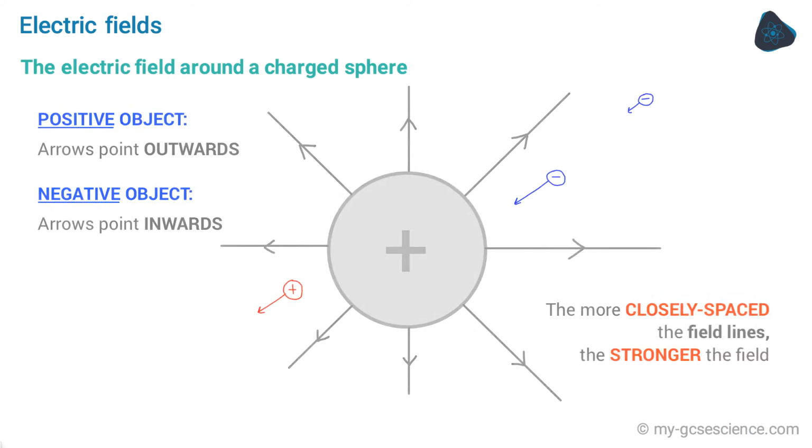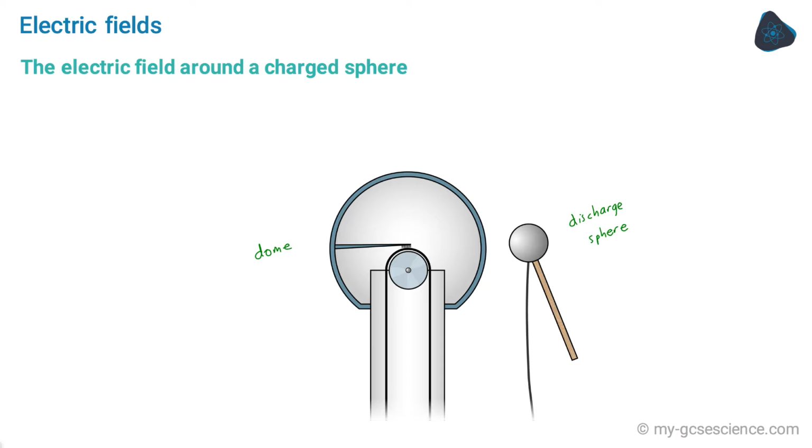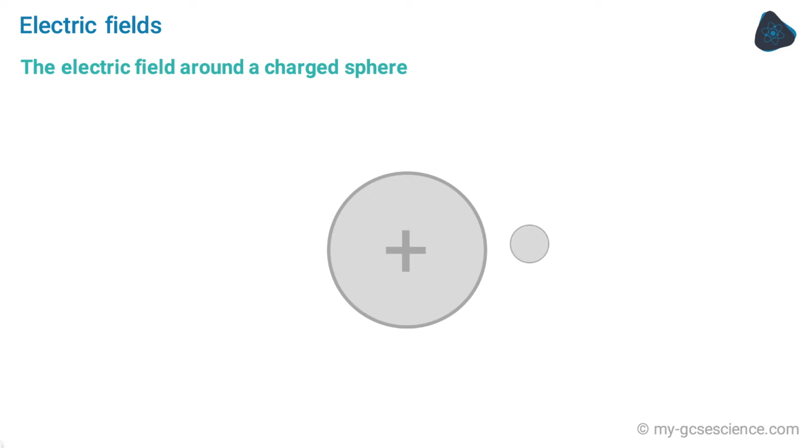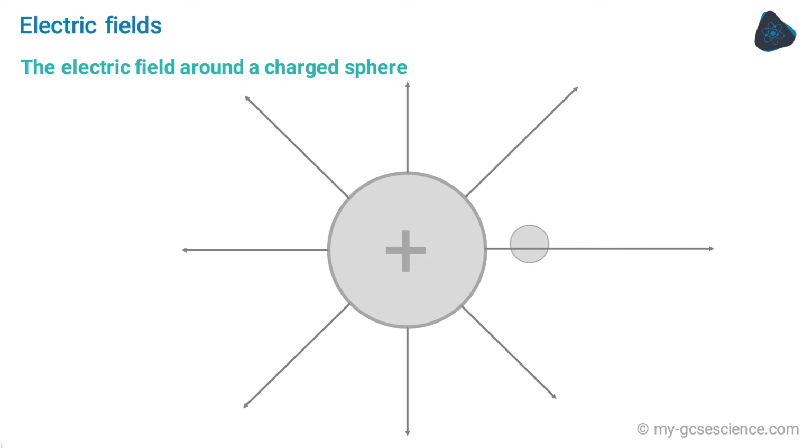The final thing we should talk about for now is how electric fields help explain how the Van de Graaff generator from our previous video produces sparks. When the dome of the Van de Graaff is positively charged, the electric field lines will point away from it. What this means is that the negative electrons in the discharge sphere will experience a force opposite to the field direction and towards the Van de Graaff dome. If the charges build up to a certain level, there will be a spark between the dome and discharge sphere.